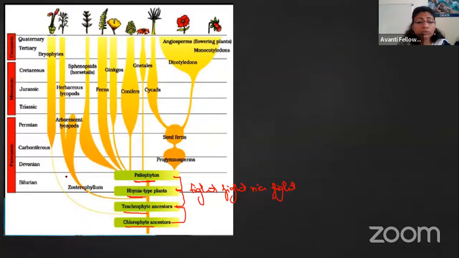Then, as you can see, the chlorophyte gives rise to the bryophyte and the tracheophyte, which gives rise to three different types of plants, that is Gesterophyllum, arborescent lycopods, and herbaceous lycopods. Then the tracheophytes again evolved to the Rhynia type, and Rhynia further evolved to the Coelophytens, which gave rise to different types of plants, from where the horsetails, ferns, ginkgos, conifers, knee tails, and cycads all arise.